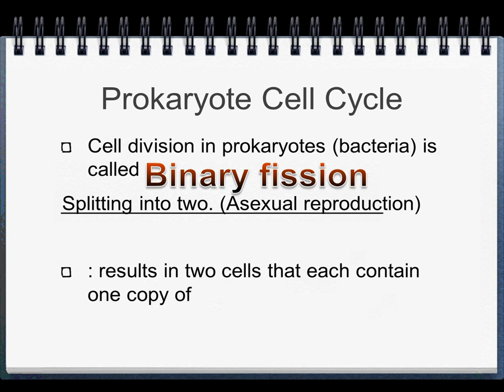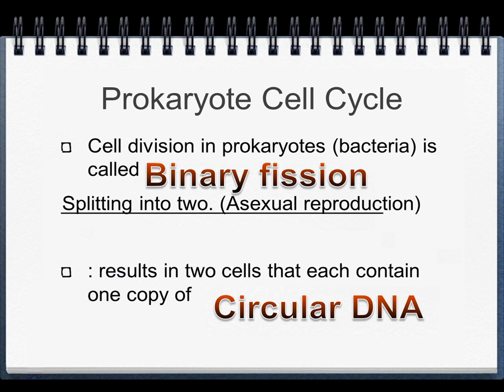Binary fission is going to result in two cells that each contain one copy of DNA, which is the circular DNA here. What does what mean? Asexual. A means without. Sexual, so alone. That was binary fission. Because what Tim and Moby showed you is happening inside the cell, and then it splits apart. Some of them don't go through binary fission, some of them are like sexual reproduction, but not really.